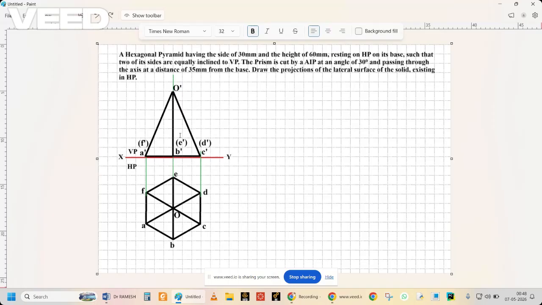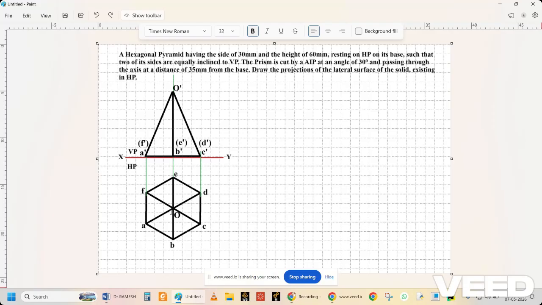Now, while drawing this particular pyramid in a development of surfaces, we have to take the maximum height up to which this particular line can be taken, means O dash to C dash can be taken. But here the O to C or O dash to C dash is not at the center. It is a little bit away from the center of your pyramid. This OC is slightly inclined from the horizontal line. Because of that, we cannot identify the exact dimension of OC.